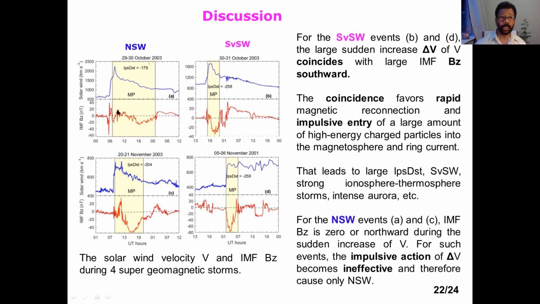Now, for the normal space weather events on the left-hand side block, there is a huge impulse. That is, delta V is very, very large, but simultaneously the IMF Bz is either northward or 0. That means when the CME impulse comes, the magnetopath is not open, meaning the impulse becomes ineffective. So that means it leads to storms with a smaller IPS DST, ionospheric storms become small, but geomagnetic storms can be very large and strong, that is intense. The reason is IMF Bz later becomes negative and remains negative at a high value for a longer period, but it misses the impulse.